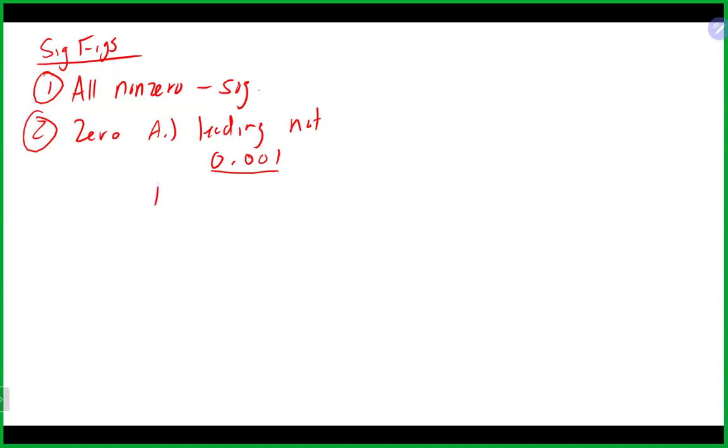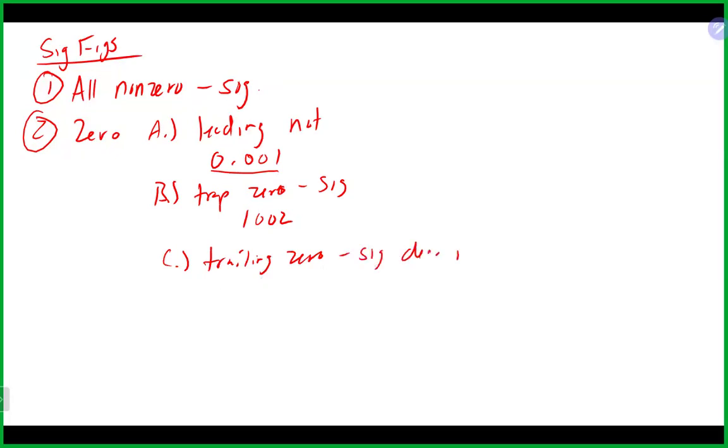We have our trapped zeros, which are significant. Those are basically zeros that are trapped between two non-zero numbers. Then we have our trailing zeros, which are going to be significant if there is a decimal point. So if we had something like this, these zeros at the end would be significant because of the decimal point that's there.